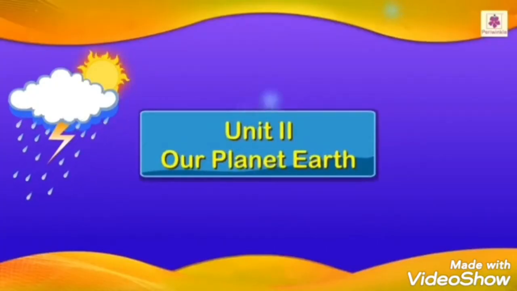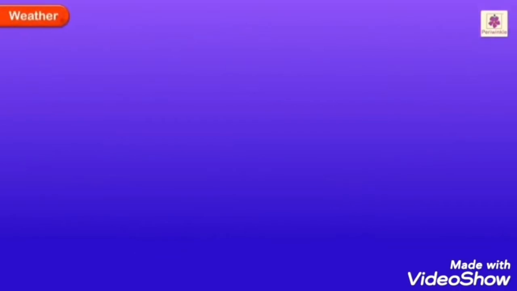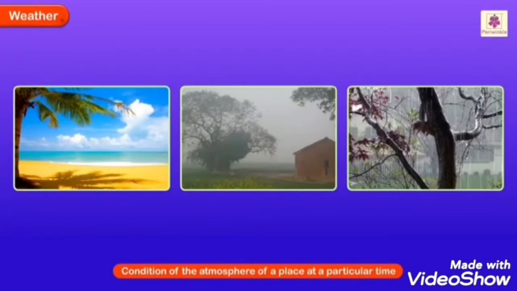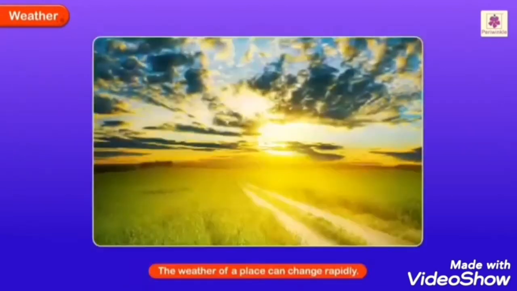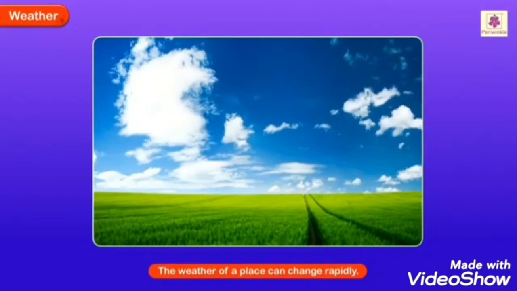Unit 2. Our planet Earth. Weather and climate. Weather. Weather is the condition of the atmosphere of a place at a particular time. The weather of a place can change rapidly.